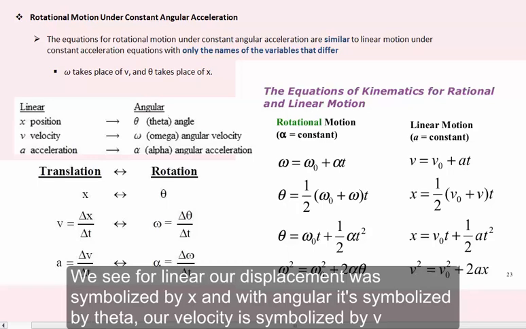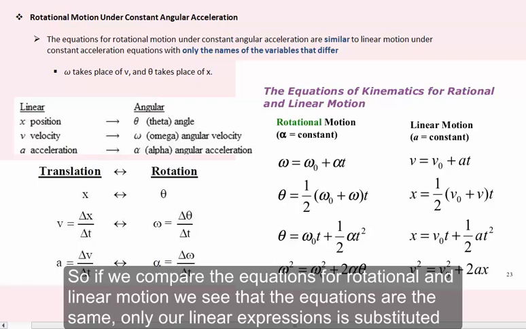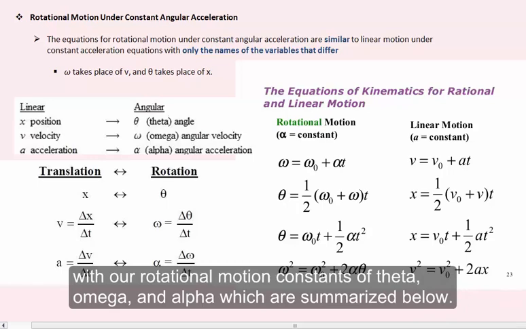We see for linear, our displacement was symbolized by x, and with angular is symbolized by theta. Our velocity is symbolized by v, and our angular velocity is symbolized by omega. Our linear acceleration was written as a, and our angular acceleration is written as alpha. So if we compare the equations for rotational and linear motion, we see that the equations are the same, only our linear expression is substituted with our rotational motion constants of theta, omega, and alpha, which are summarized below.